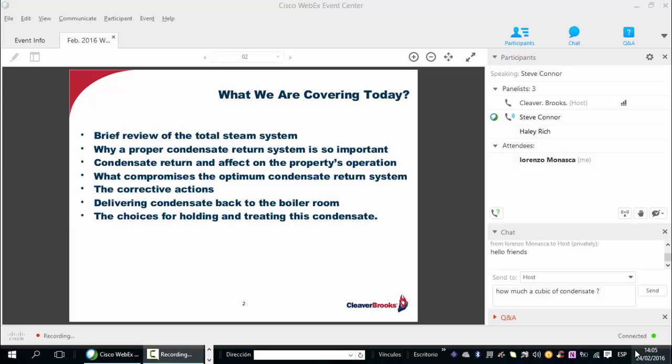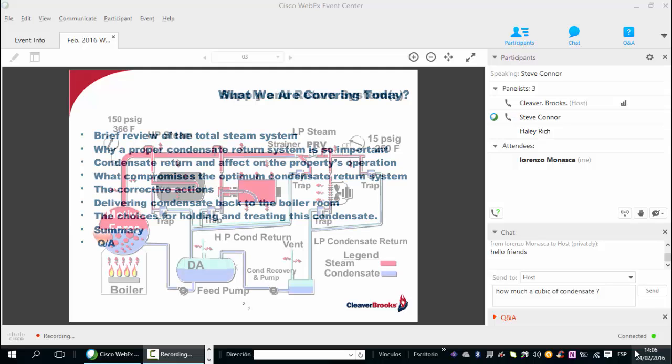Then we're going to talk about delivering condensate back to the boiler room and the choices for holding and treating this condensate. And then we'll get into a summary. At least this will be a list of the takeaways that I think are really important for today. And then, of course, we'll conclude with the Q&A as we always do.